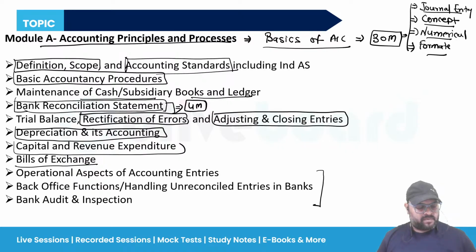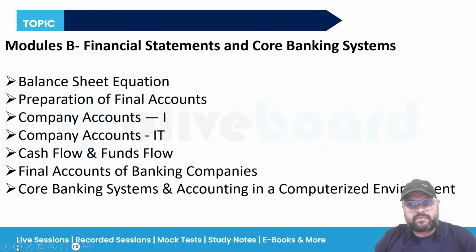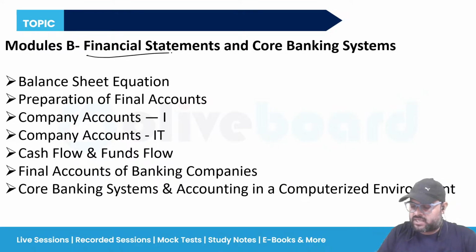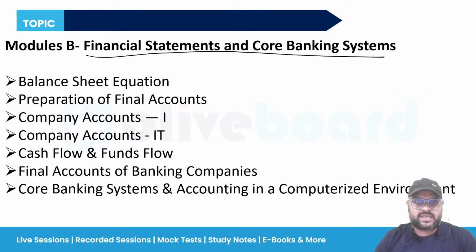So that my JAIIB paper could be covered in the easiest possible way. So that's the way we will prepare in this crash batch. Financial statements and the Core Banking System, that is the CBS system. This is an advanced level of accounting.